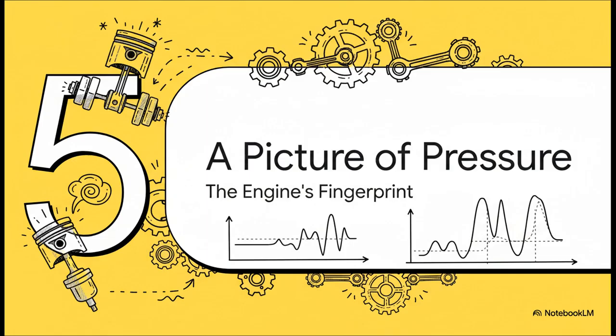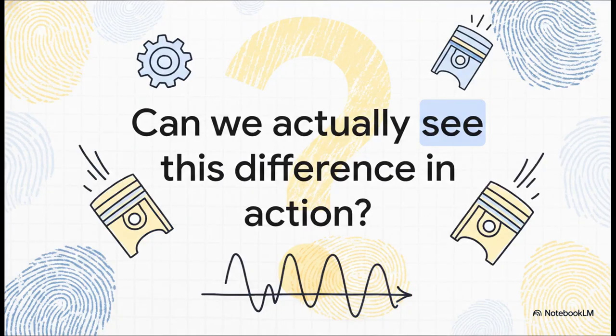Okay, so we've talked about all these differences in theory. It's all been a bit abstract, but can we actually see them in action? Let's take a look at the data. And the answer is a big yes. We can actually visualize this whole thing by looking at a graph of the pressure inside the cylinder as the engine is running. It's almost like seeing the engine's unique fingerprint.